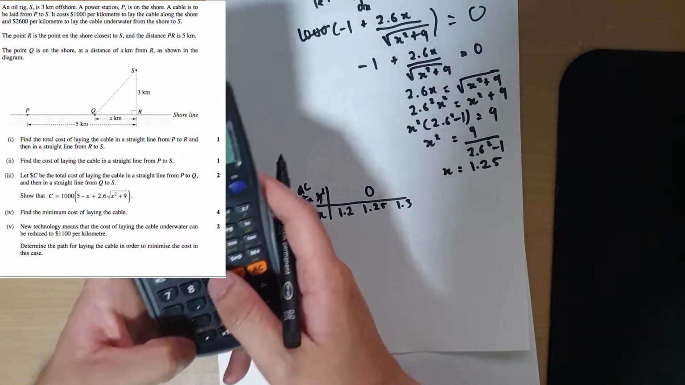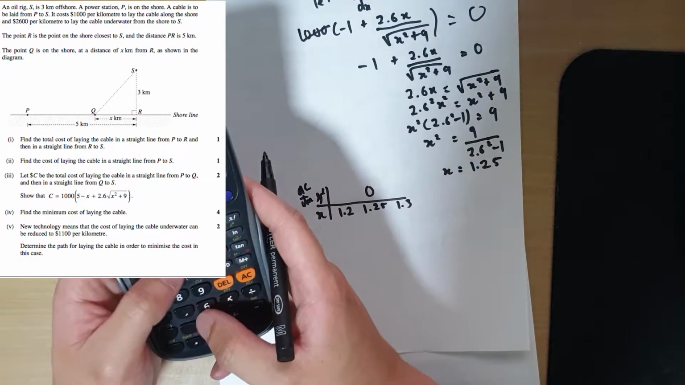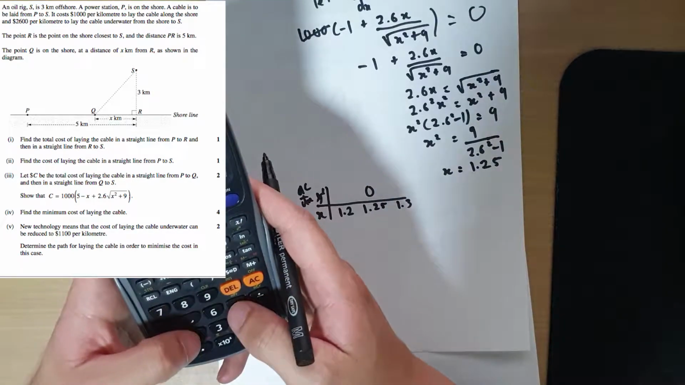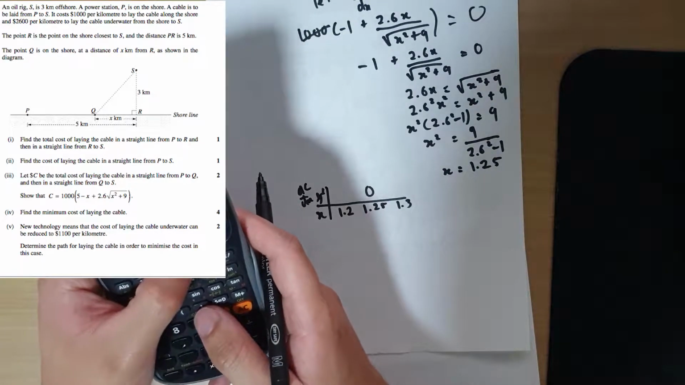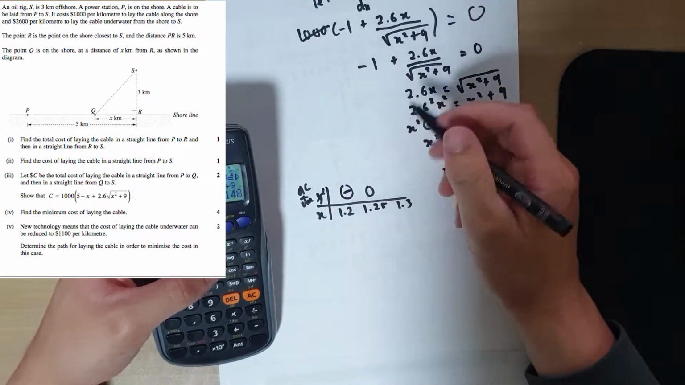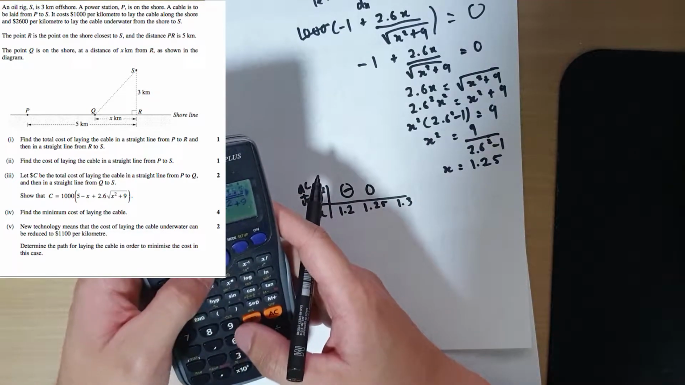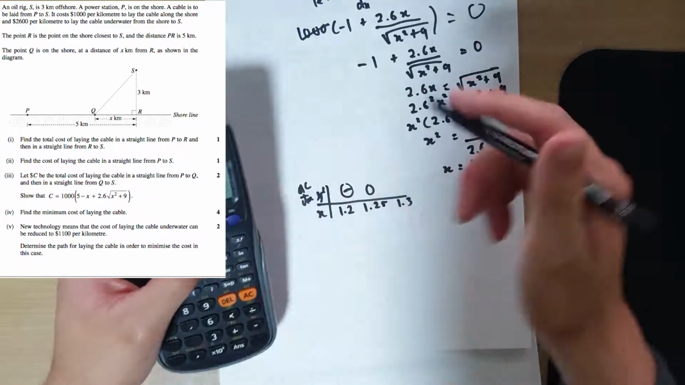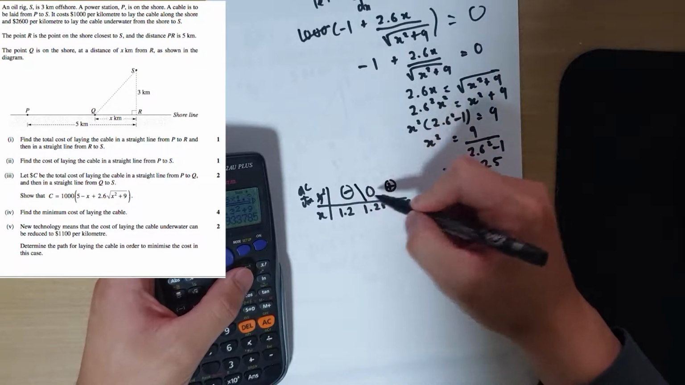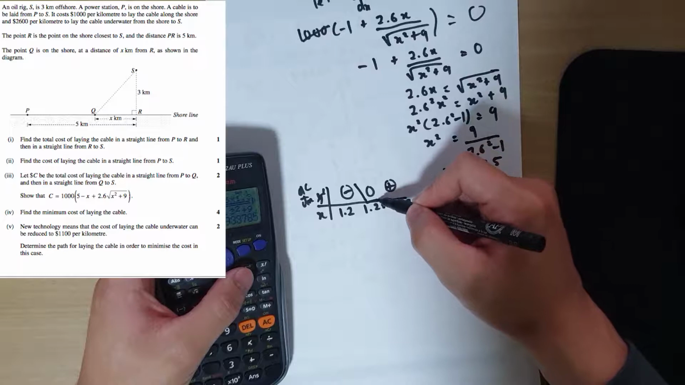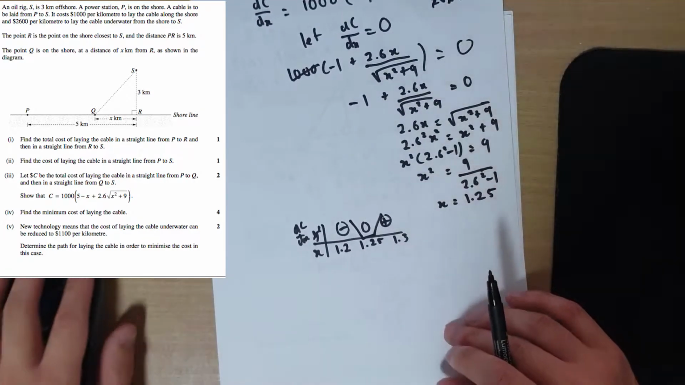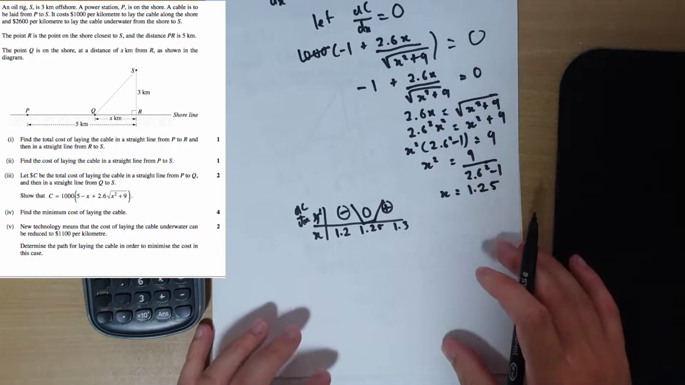So at 1.2: 1000 times (minus 1 plus 2.6 times 1.2 over root 1.2 squared plus 9). What's this equal to? Hopefully a negative number. Yes, it's negative, about minus 34. If we do the same thing for 1.3, we get a positive number, 33. What does this mean? The curve coming up to 1.25 is decreasing, going from negative to positive. It flattens out and is increasing again afterwards. So this represents a minimum. That means we're safe to use 1.25 as the distance which results in the minimum cost.